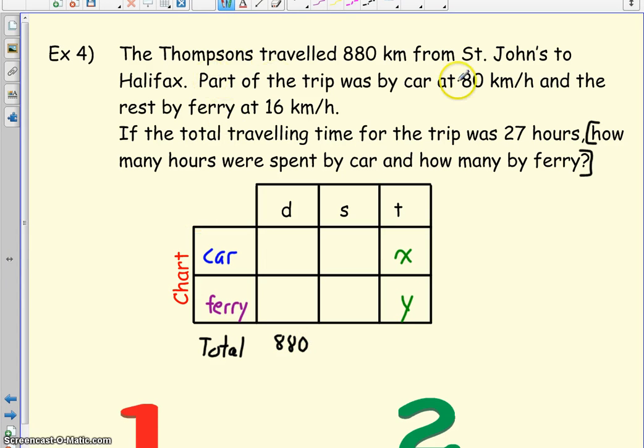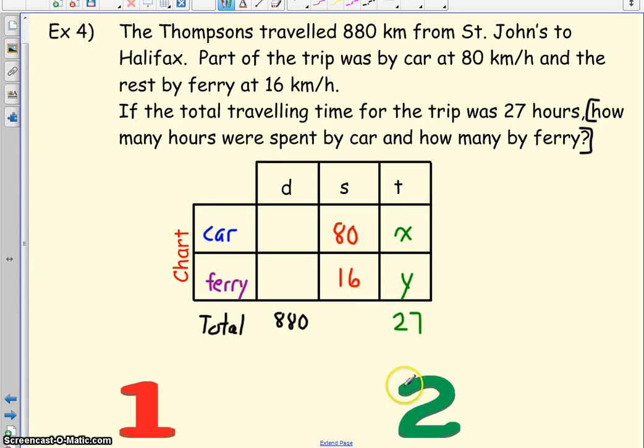We're given the speeds by each mode of travel. So by car, they travel at 80 kilometers an hour, and by ferry, they travel at 16 kilometers an hour. Okay, and we're also told here that the total time for the trip was 27 hours. So my total time here is going to be 27. Okay, so I'm going to try and use all this information here to come up with some different equations.